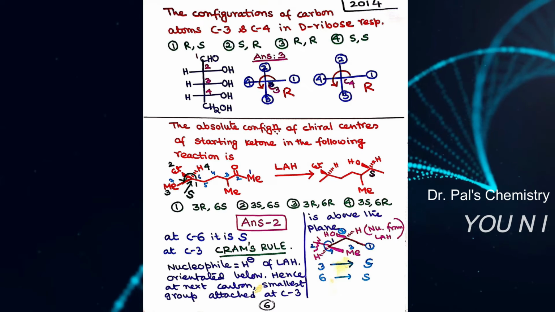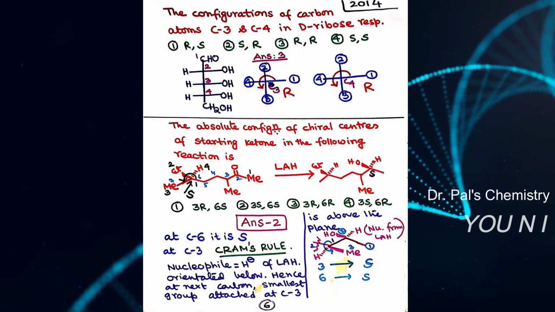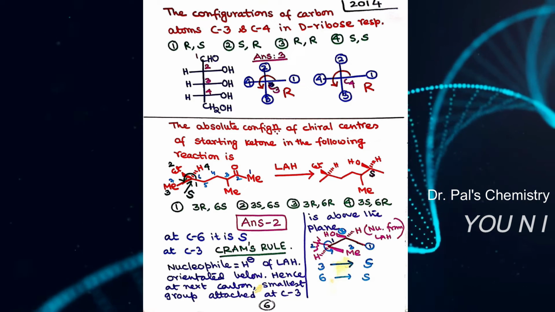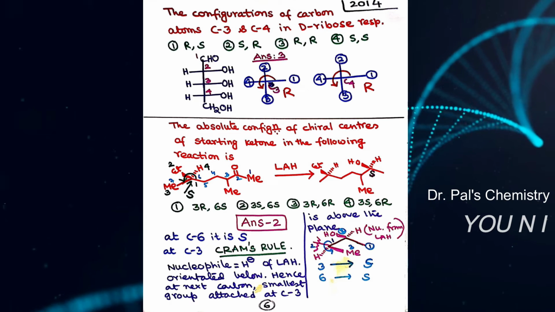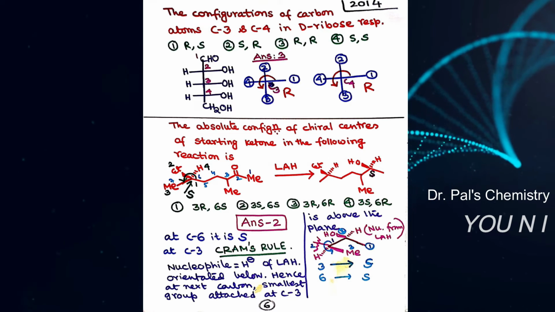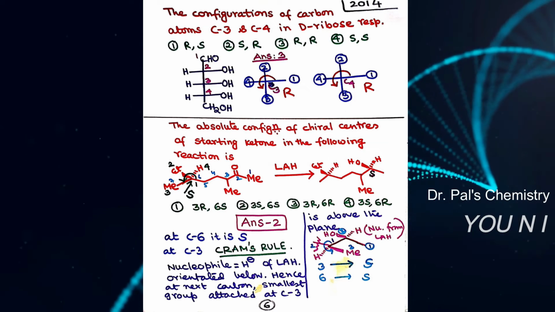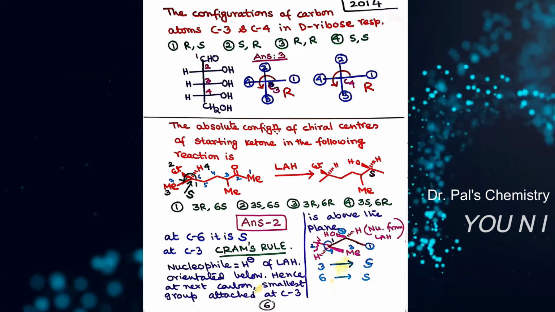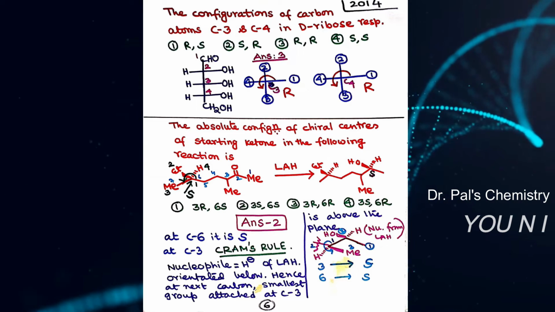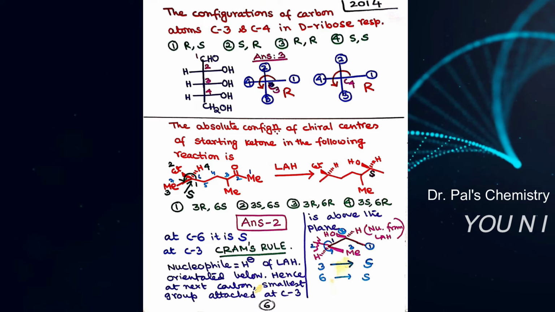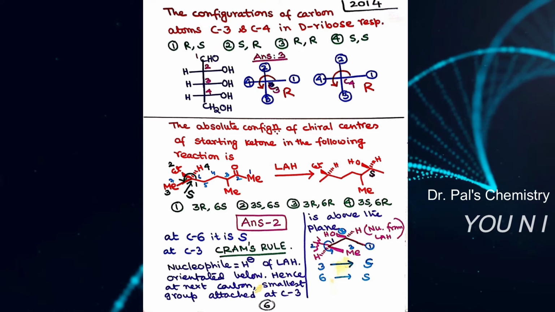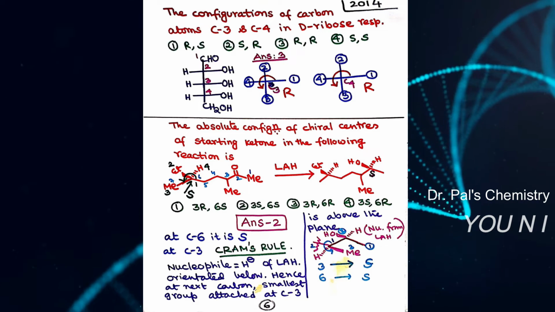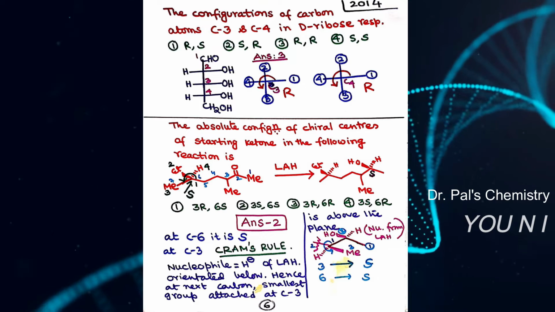Now coming to the next question: the absolute configuration of the chiral centers of the starting ketone in the following reaction. We have to identify that there are 2 chiral centers in the substrate. One they have clearly mentioned, but at the third position we also have one chiral center. That orientation is not clear, so by looking at the product, we have to understand.